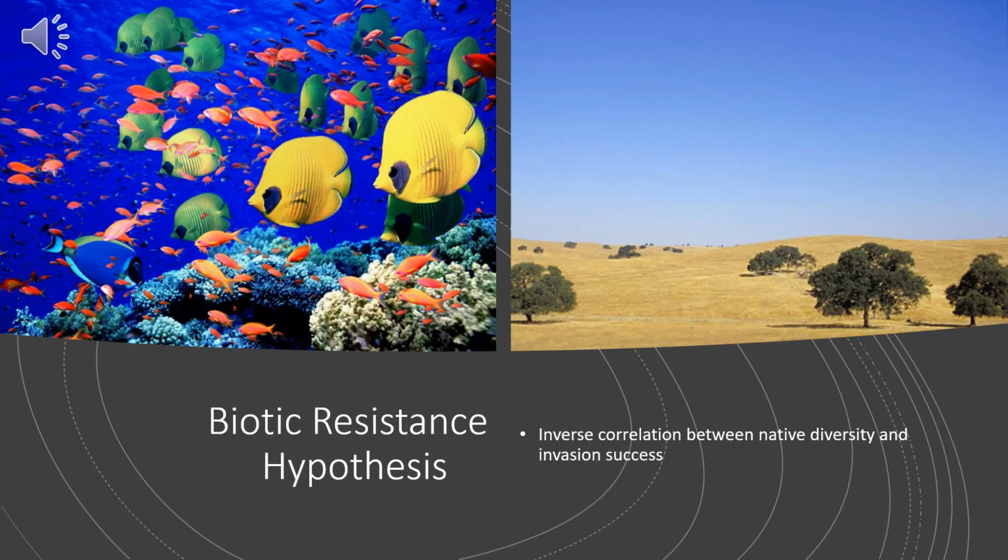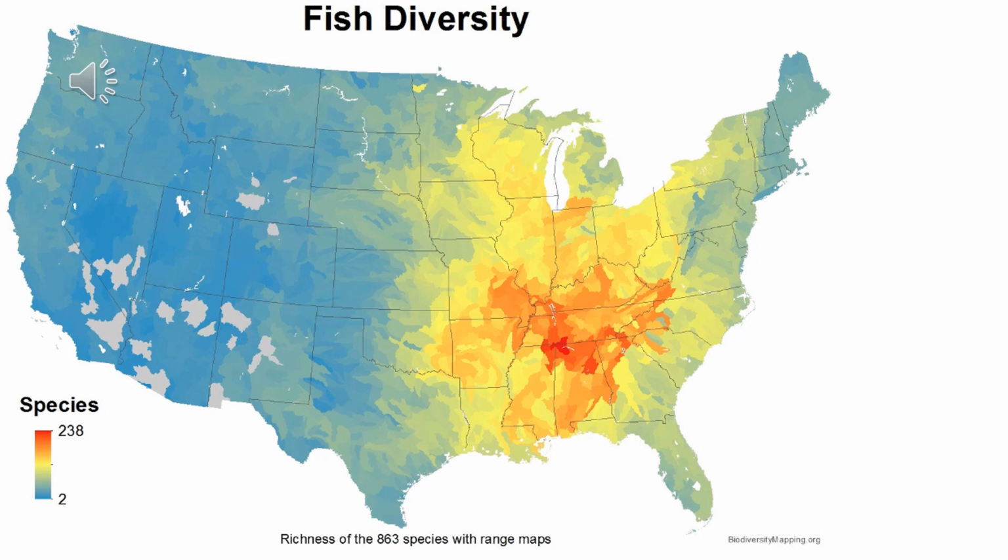We'll start with the biotic resistance hypothesis, which states there's an inverse correlation between native diversity and invasion success. A highly diverse ecosystem, such as the coral reef on the left, would be more difficult to invade, whereas a system such as the one pictured on the right may be easier to invade due to available niche space. So according to that hypothesis, the areas on this figure in bright red that are more diverse should be harder to invade, and the areas in the cooler blue colors should be easier to invade.